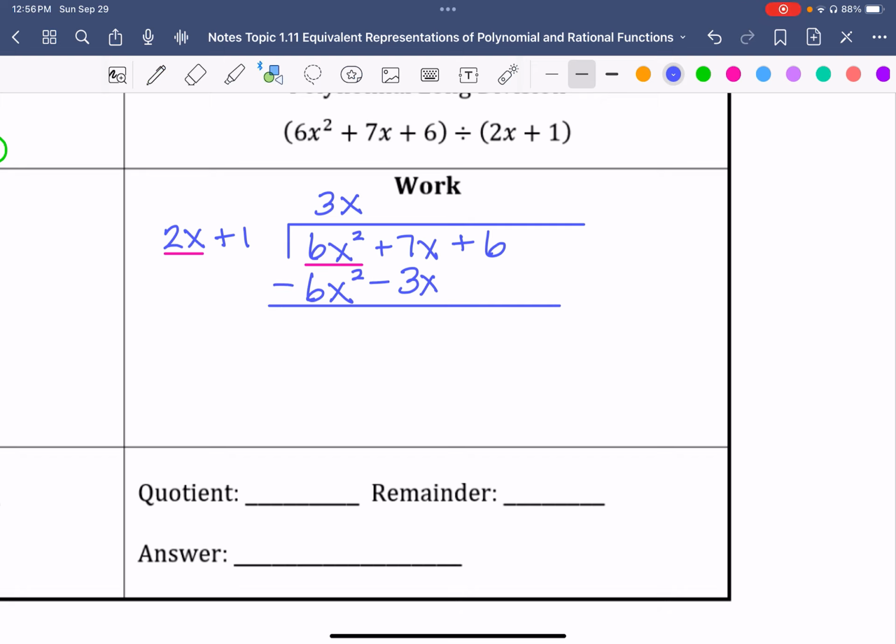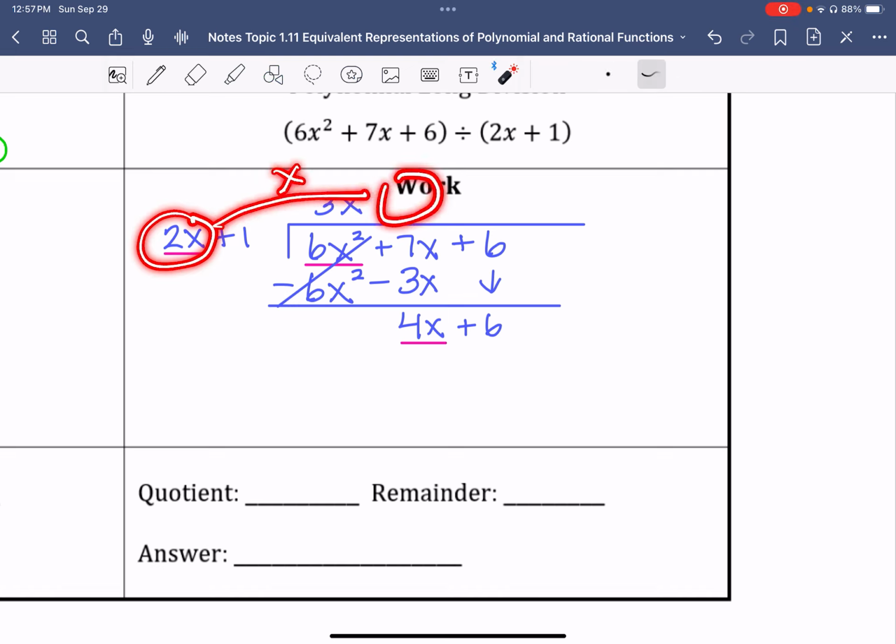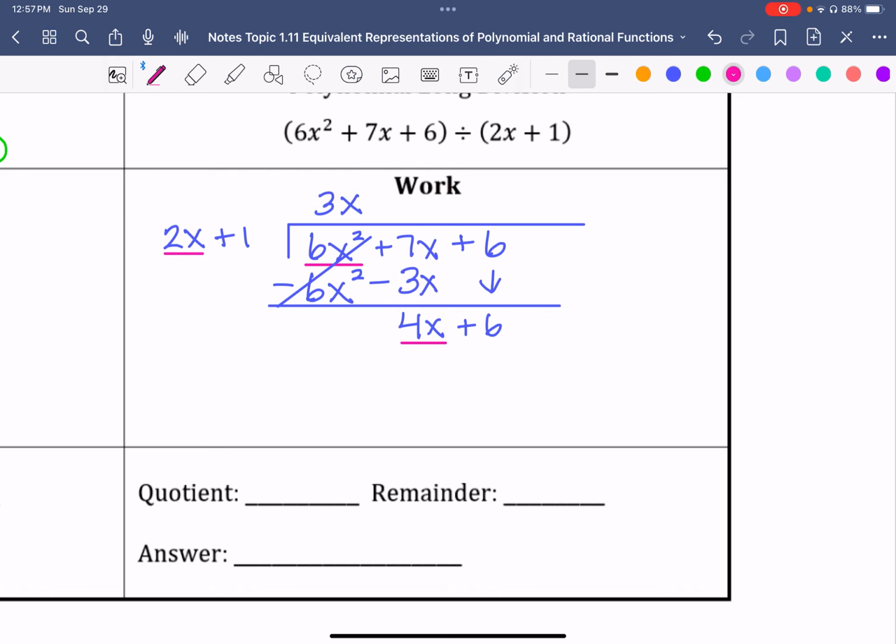Now, if you do it right, these both should always cancel out. 6x squared minus 6x squared is 0. 7x minus 3x is 4x. And just like the other side, you always bring down whatever you haven't used yet. Okay? And then you repeat the process. The biggest term on the inside is 4x. So you're trying to figure out 2x times what is going to give you 4x. So 2x times a positive 2 gives you 4x. So I'm going to do plus 2 up here.